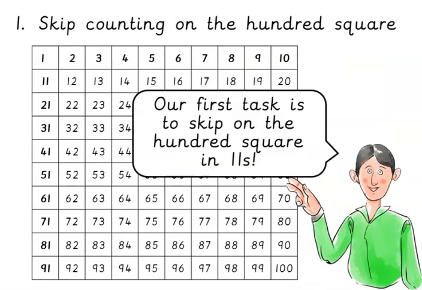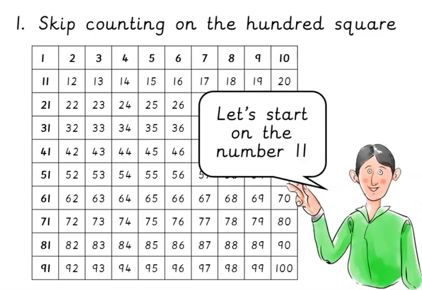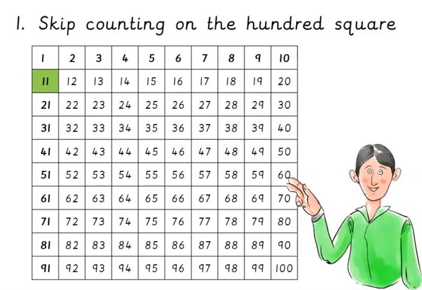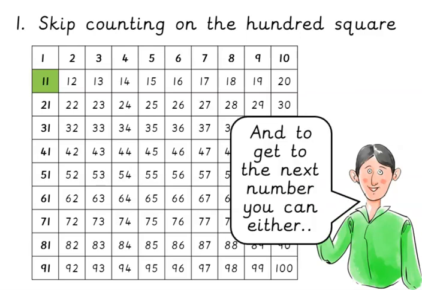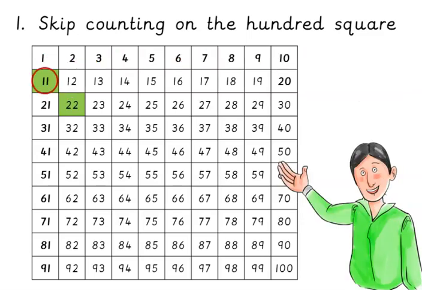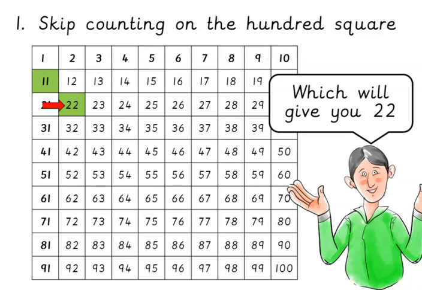Our first task is to skip count on the 100 square in 11s. Can you help me to do that? Let's start on the number 11. So, say them along with me to help you to learn them. So we've got 11. And to get to the next number, you can either count on 11 spaces, like this, 1, 2, hop 3, hop 4, hop 5, hop 6, hop 7, hop 8, hop 9, hop 10, hop 11, which will give you 22.